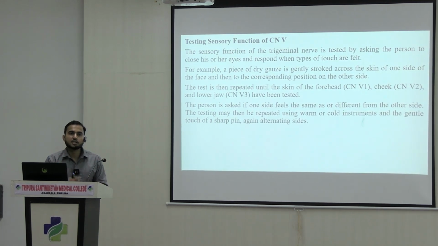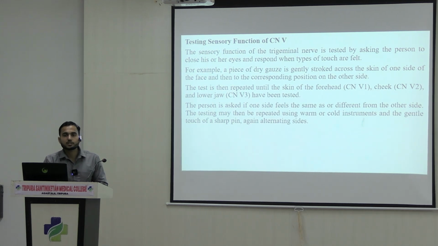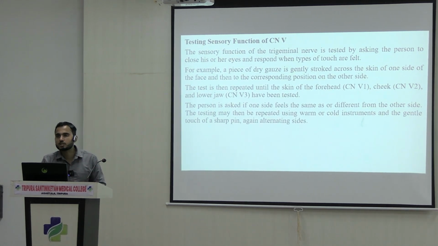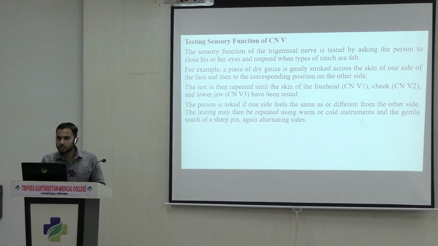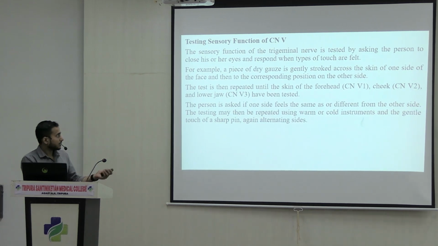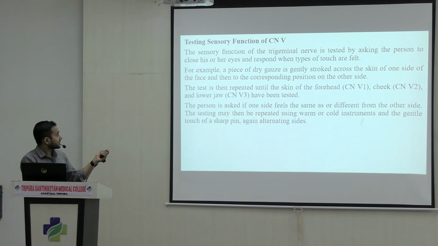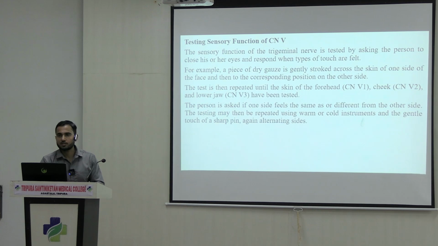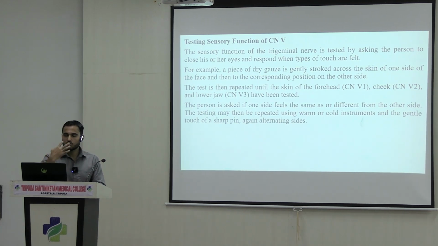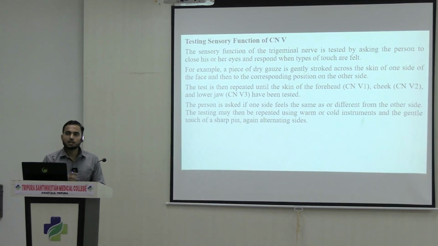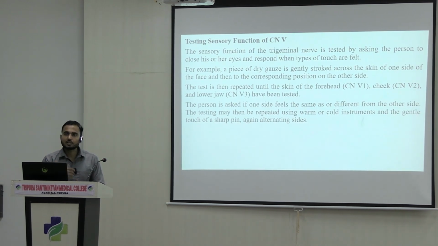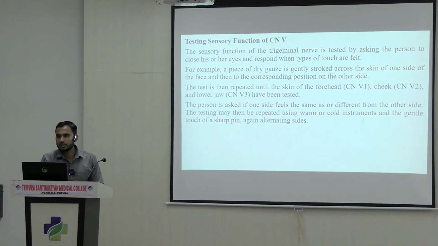Now what about the cutaneous supply? For that you have to check the integrity of which nerve? The trigeminal nerve, the three divisions of the trigeminal nerve. For that what you have to do is very simple. The sensory function of the trigeminal nerve is tested by asking the person to close his or her eyes and respond to which type of touch is felt. So first of all you ask the patient to close the eyes and then you touch the face with various instruments, and then you ask the patient whether he or she is feeling that touch or not.